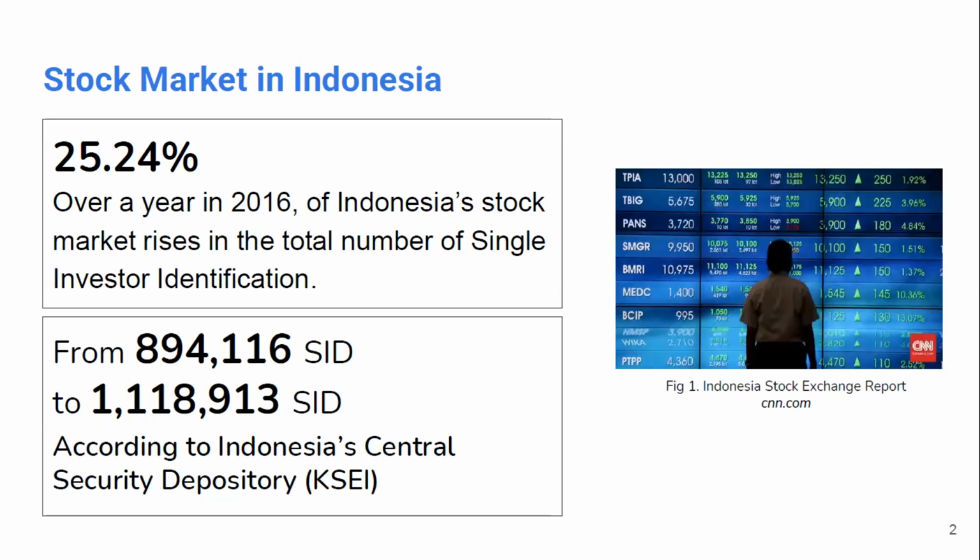The stock market in general is one of the attractive fields for investment, especially in Indonesia. Indonesia's stock market has continued gradually to move to its best state. As we can see here on the screen, about 25% of Indonesia's stock market rise is in the total number of SID. SID, which stands for Single Investor Identification, is the investor identity number published by KSEI to allow people to register as an investor. Based on this data, people are now looking at investment in the stock market, and they can make a good investment choice as they want.